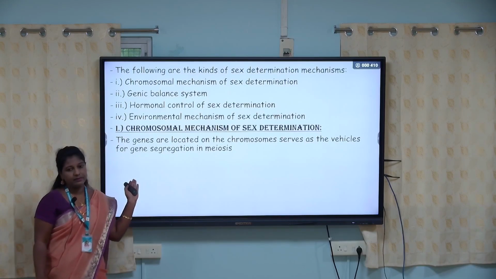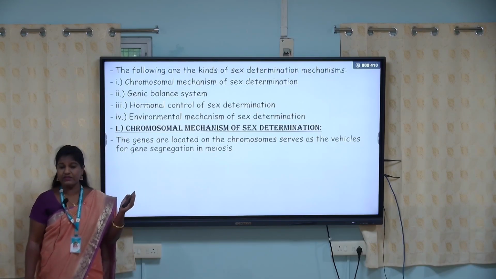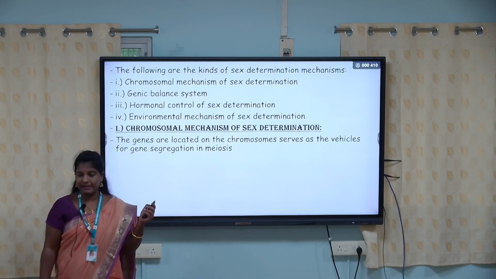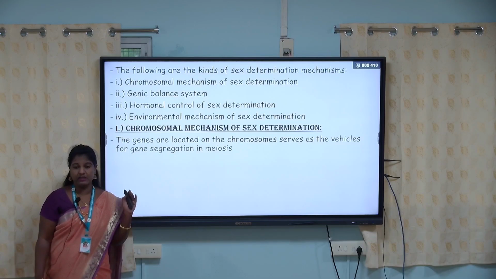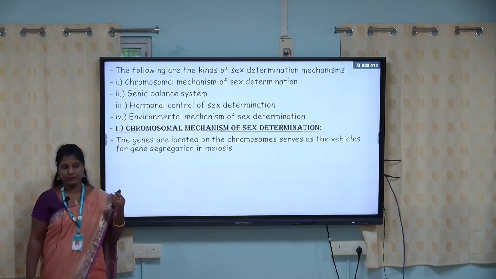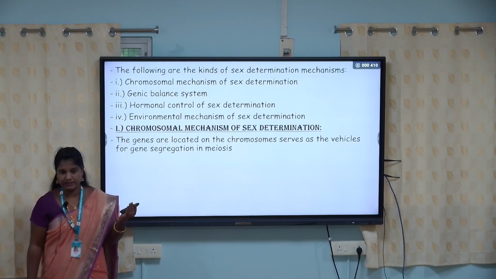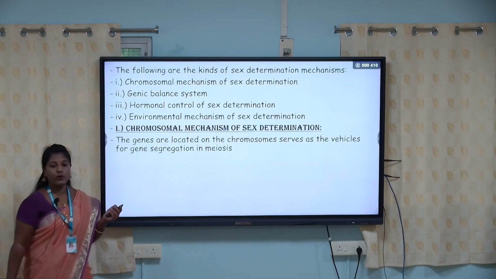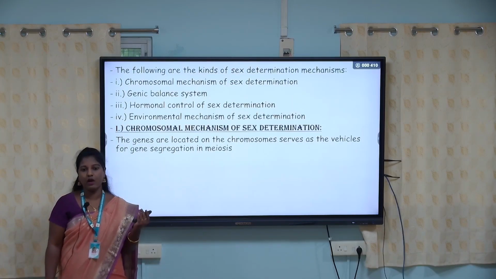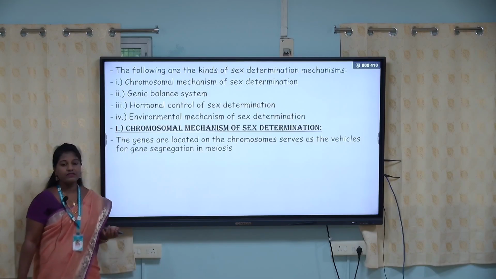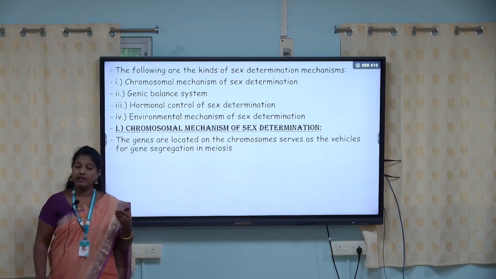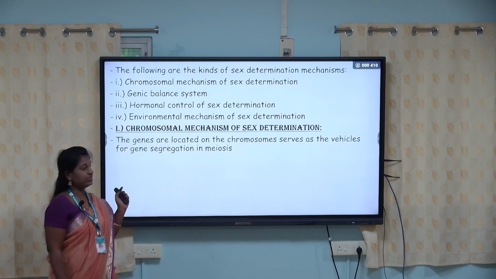I have listed below the four main factors which drive the sex determination process. The first is the chromosomal mechanism of sex determination, which is the major factor. The second is the genic balance theory, or genic balance mechanisms, which determine sex. The third is the hormonal control of sex determination, which signifies the role of hormones in determining sex. And the final point is environmental control of sex determination, which shows the environmental role in determination of sex.